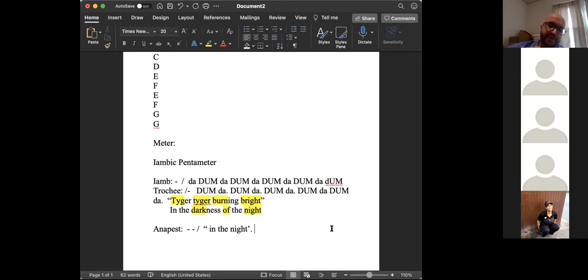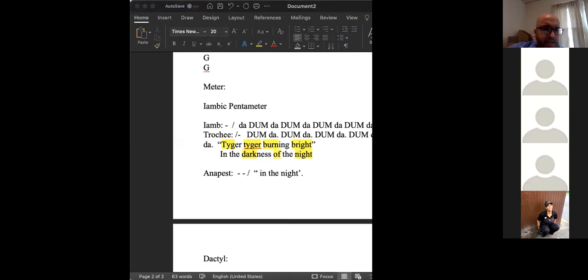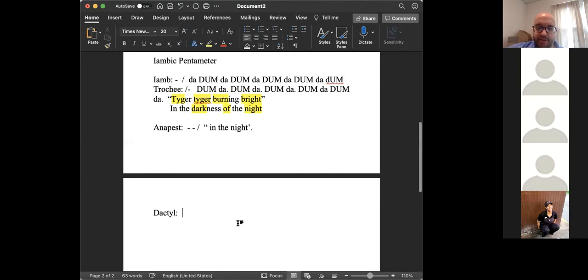And then the final type of foot is called a dactyl. Let me look at my notes really quick just to make sure I'm not giving you the wrong information on a dactyl. Yeah, okay, I'm right. A dactyl is a stressed syllable followed by two unstressed syllables. So that's what a dactyl is. You don't see a lot of dactyls in poetry, but they sometimes show up.